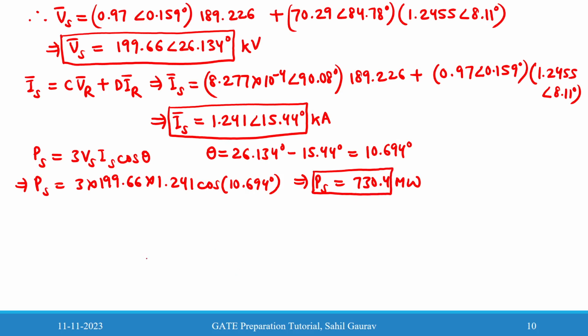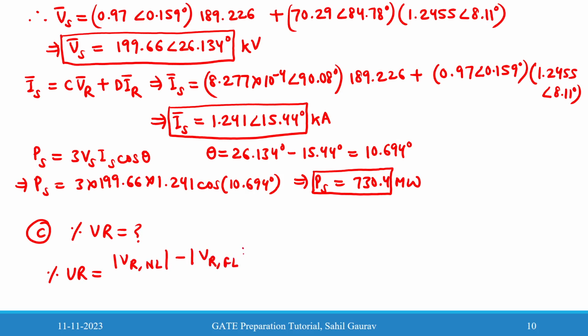And the next part is C part, where we have to find the percentage voltage regulation. So we know that percentage voltage regulation is the no load receiving voltage minus the full load receiving voltage, divided by the full load receiving voltage. What will be the no load receiving voltage?